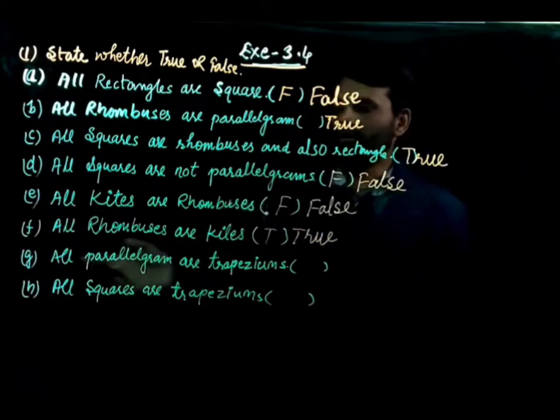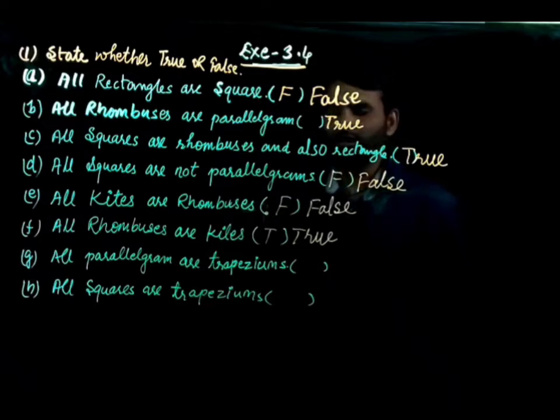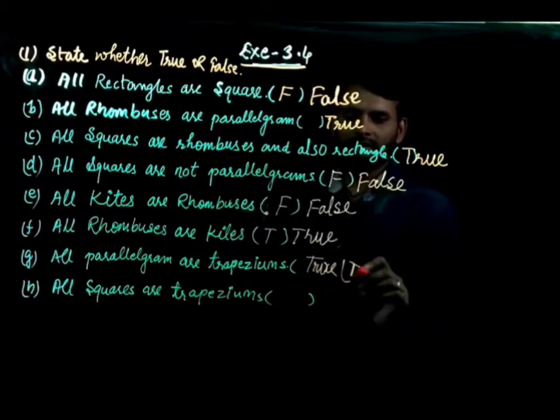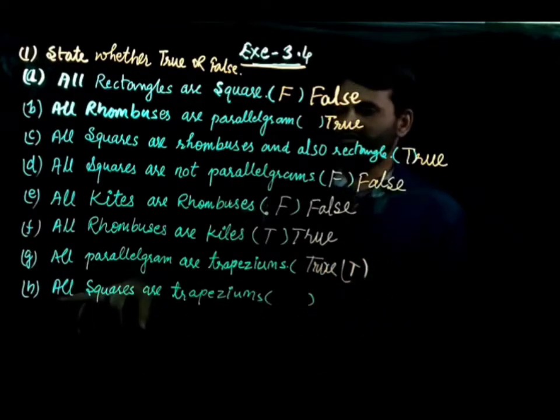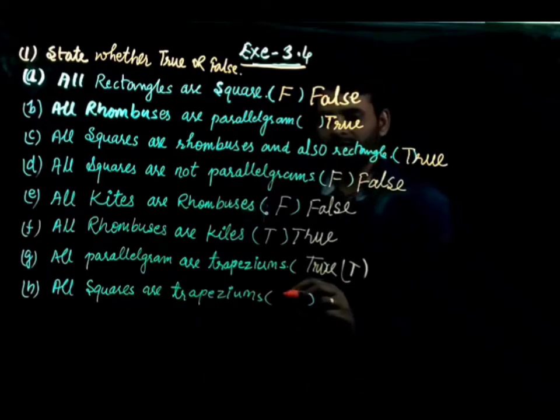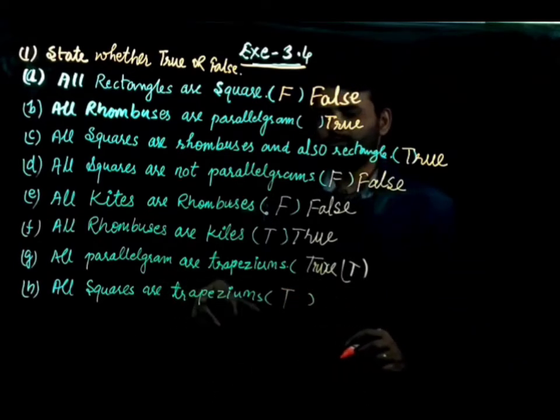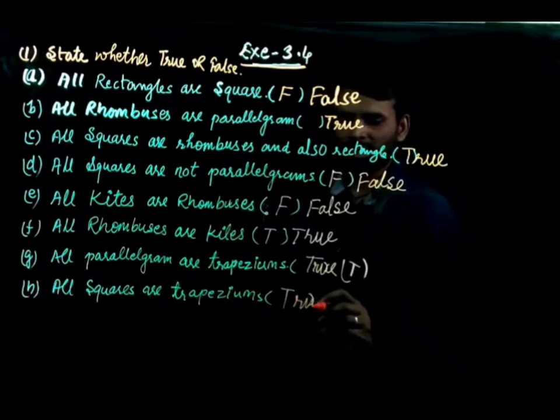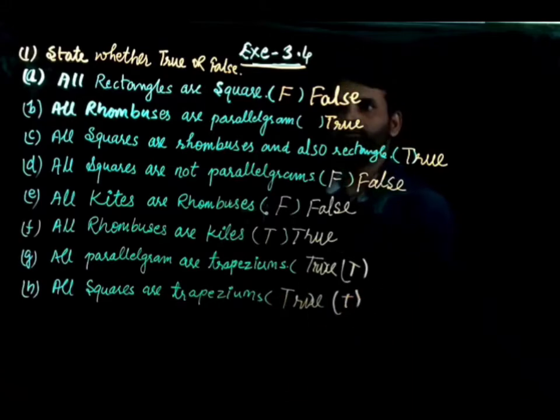All parallelograms are trapeziums, because opposite sides are parallel and one pair of sides is parallel. Its answer is true. You write T. And H is all squares are trapeziums. It is also true because a trapezium has one pair of sides parallel, and a square also has one pair of sides parallel. This is true.